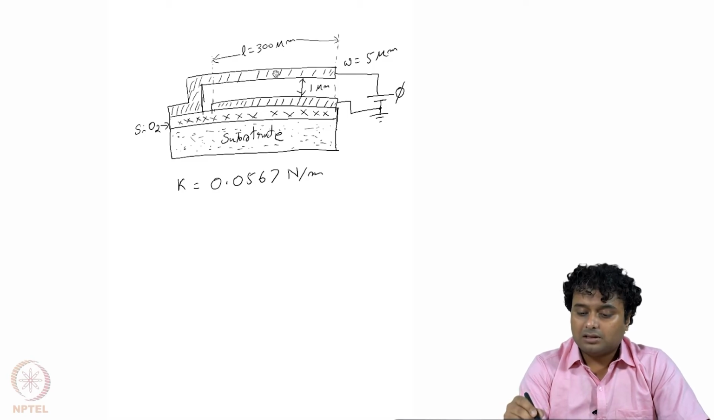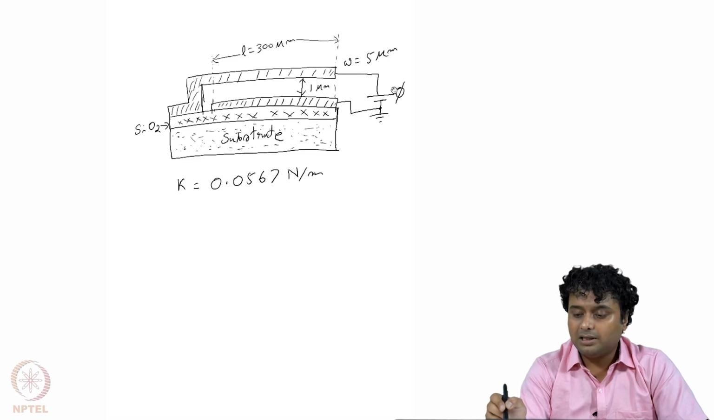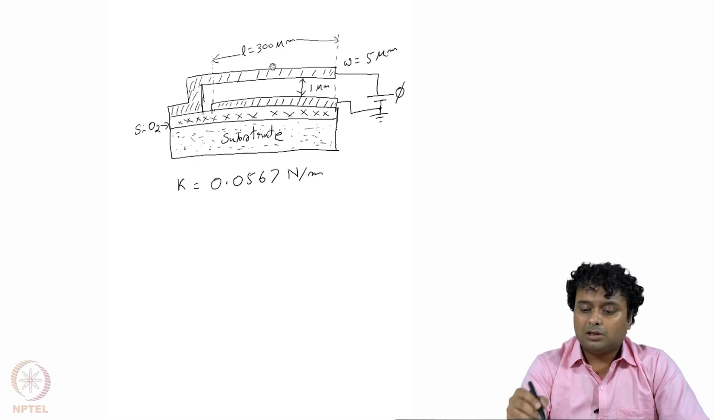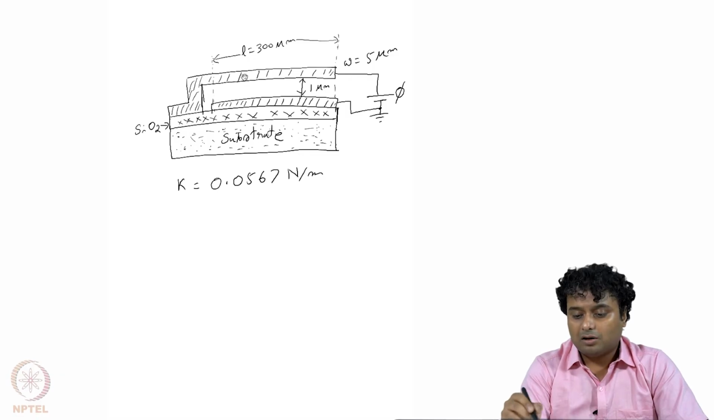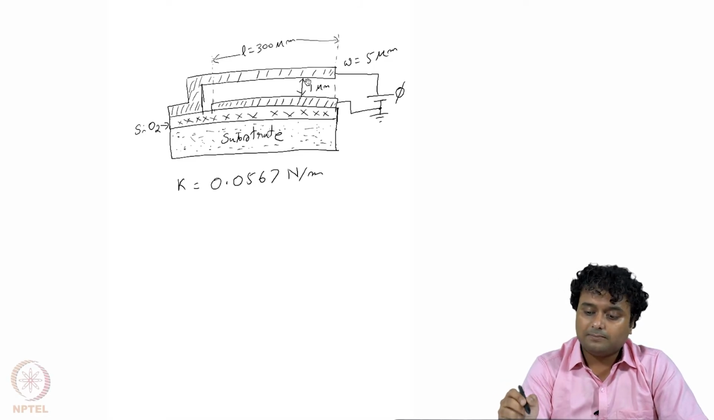So these two, top electrode and bottom electrode, are electrically disconnected from the substrate because this is on a SiO2 layer which is insulating. So these are not connected electrically. The electrical voltage phi is applied from a battery externally. Okay, and now let's consider that the overlapping area of these two electrodes has a length of about 300 micron and a width of about 5 micron. Okay, and the gap between plate A and plate B is 1 micron.